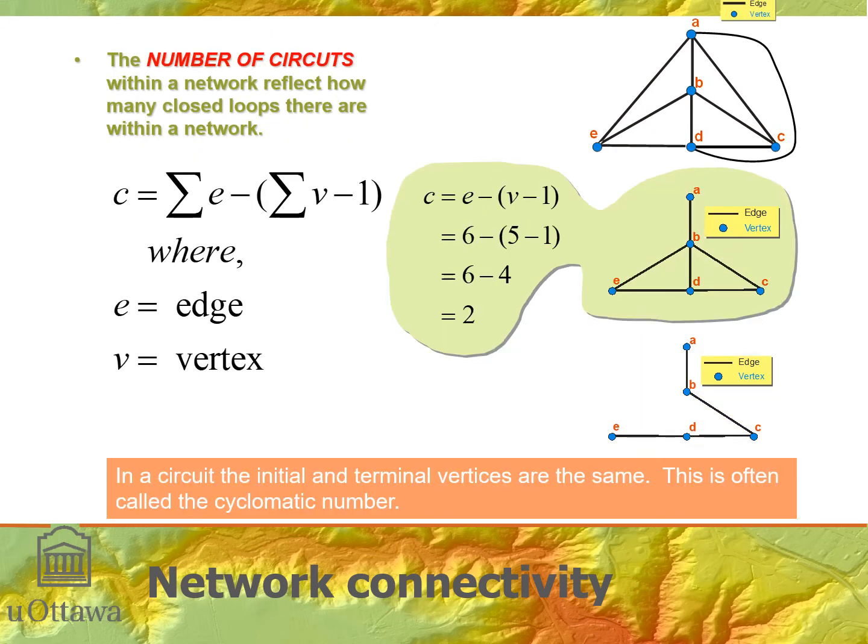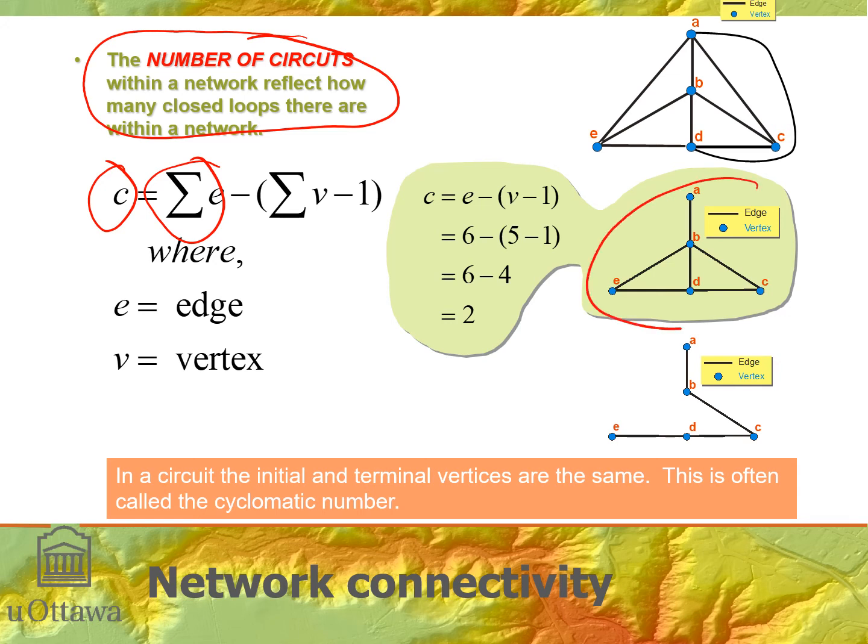We also have the number of circuits. Circuits are closed loops within the network. So for example, here that's a closed loop, closed loop, closed loop, closed loop. The number of circuits is given by the sum of the edges minus the sum of the vertices minus 1.